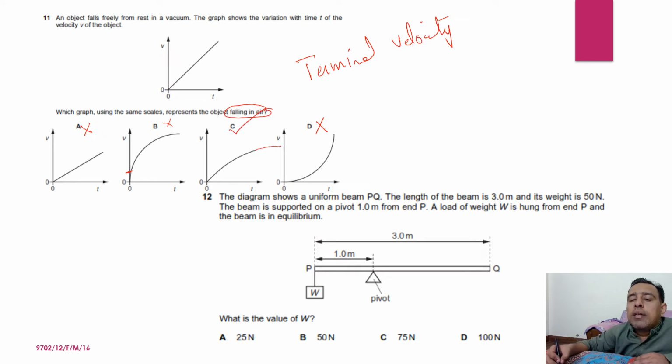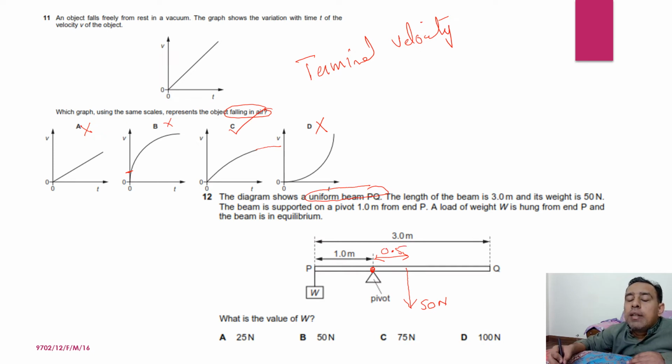And now look at this thing. This is the beam, and when it is said that the beam is uniform, it means the weight of the beam is exactly acting at the center. Look at here, this is the center where the weight of the beam is acting, and the weight is given, it's 50 Newton. So if this is the pivot and this distance is definitely 0.5, this is the moment arm.